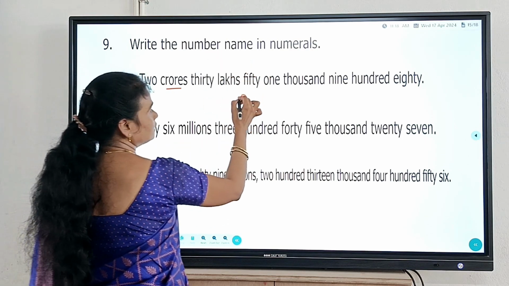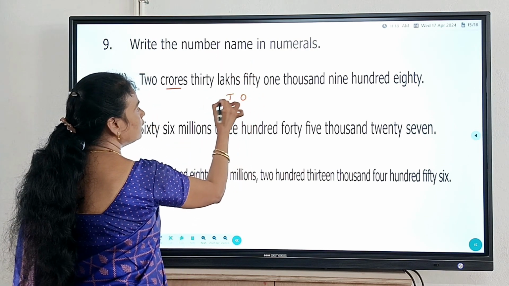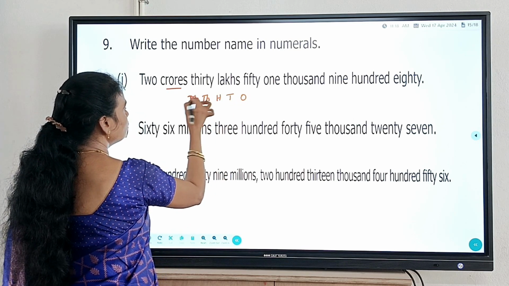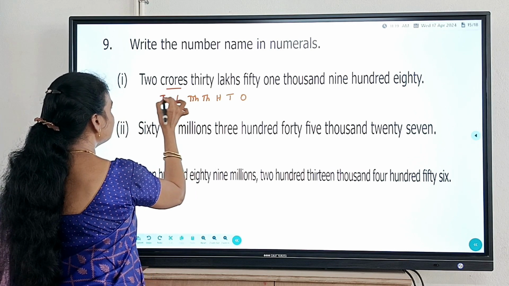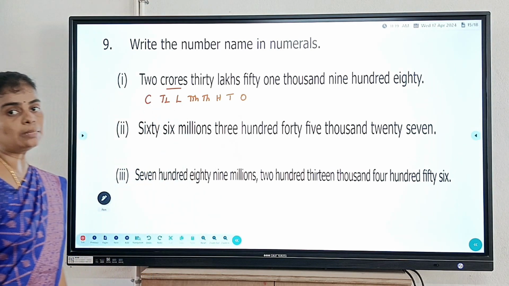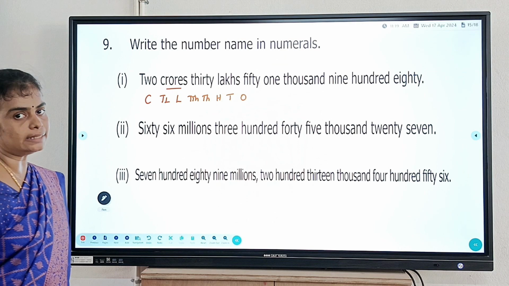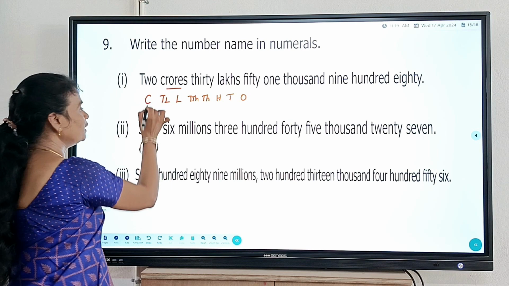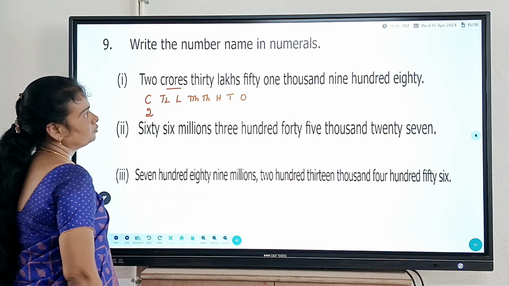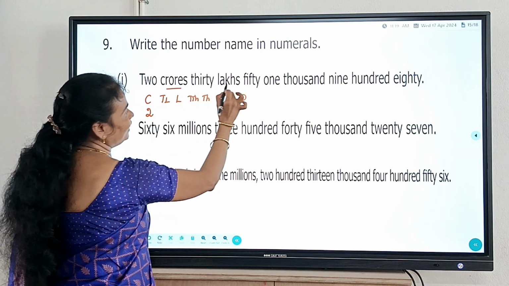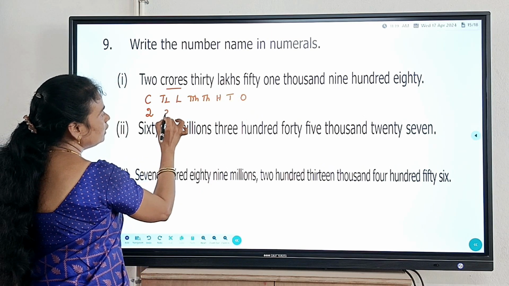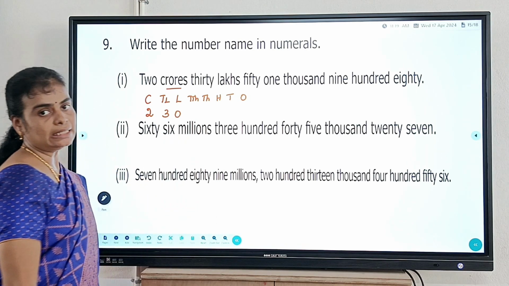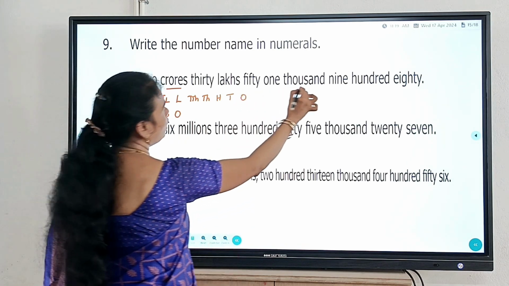So in order to make it simple, first I write the place values in the Indian system. So ones, tens, hundreds, thousands, 10,000s, lakhs, 10 lakhs and crores. So this is the place value as per the Indian system. Now it is given as 2 crores. So in place of crores, you will write 2. Clear? Then 30 lakhs. So here 30 is 3 into 10 lakhs. So it becomes 30 lakhs. Then 51,000.